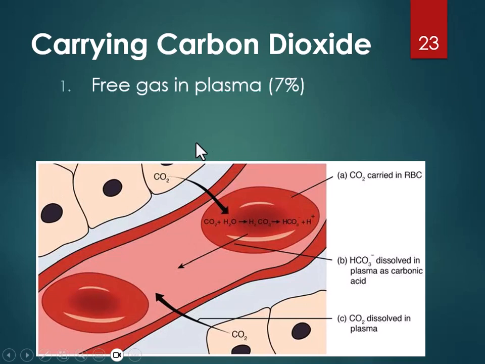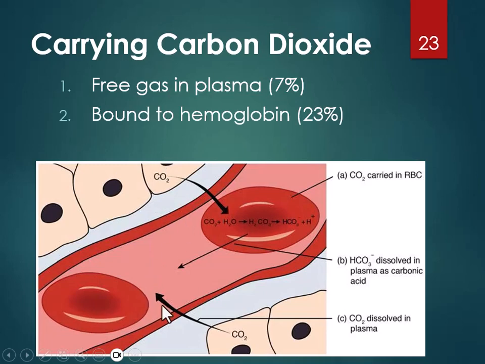First of all, it can just be a bubble of gas in your plasma. So it's produced in the tissue cells and it just hangs out in the plasma. It can be carried by hemoglobin, just like oxygen being carried by hemoglobin to the tissues. It can pick up hemoglobin and carry it back to the lungs. It seems kind of silly that if hemoglobin is a bus, you might as well haul the oxygen one way and carbon dioxide the other.